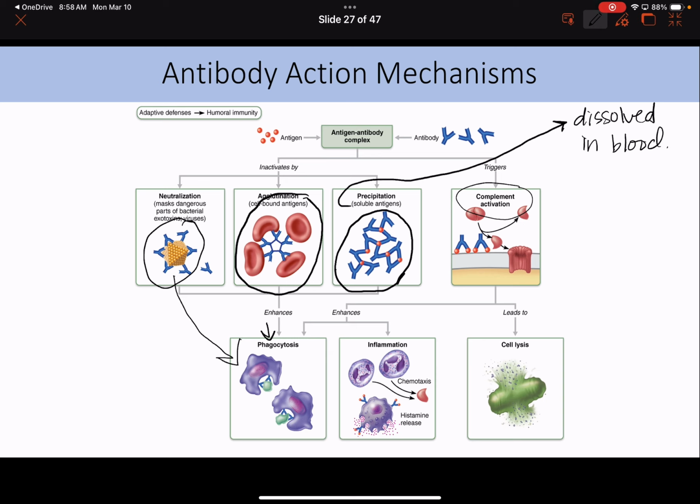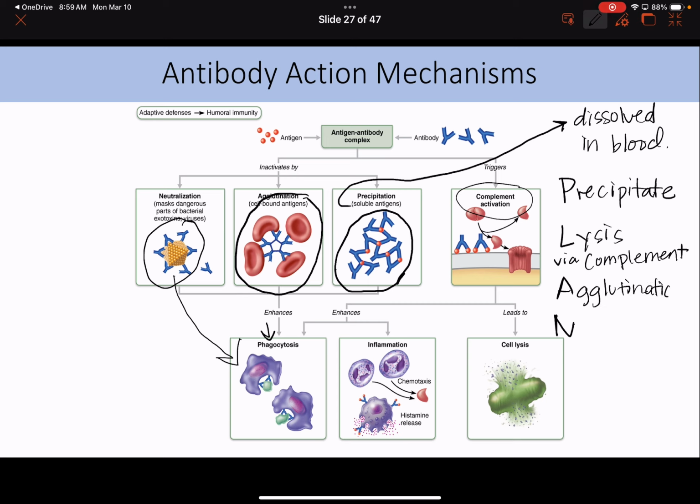So there is an acronym to remember all of these functions. Antibodies plan. So they precipitate, they induce cell lysis via complement, they do agglutination, and they do neutralization. So antibodies plan.